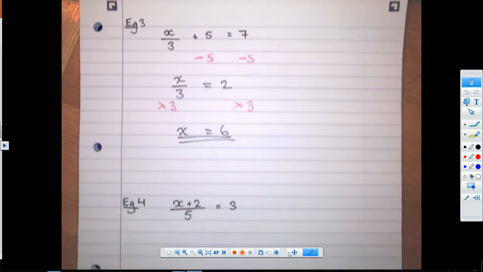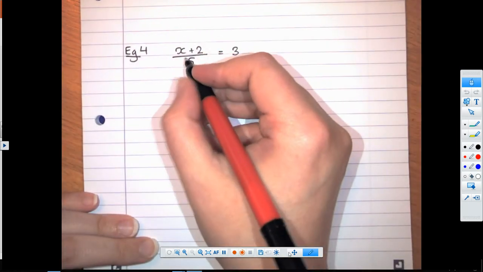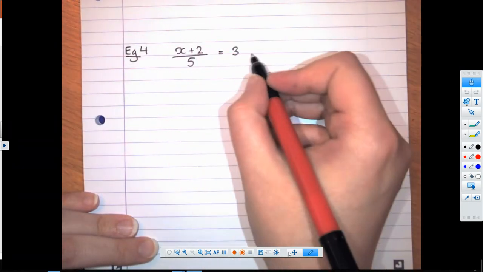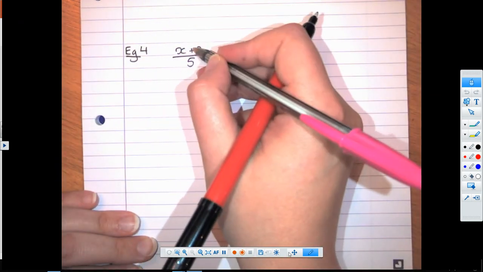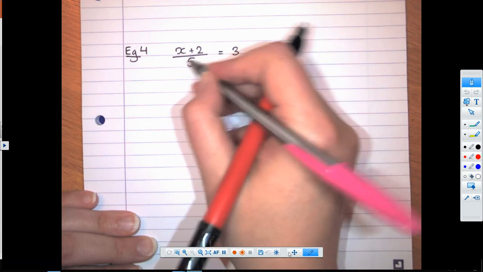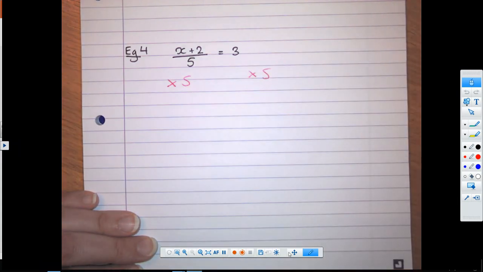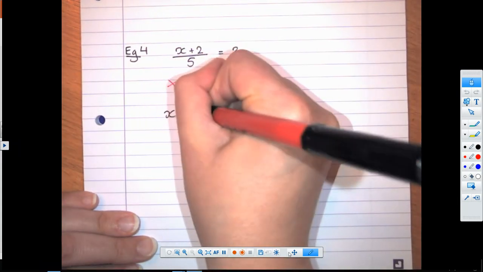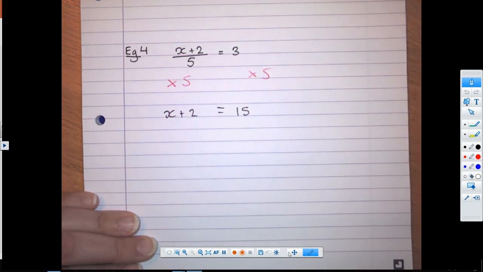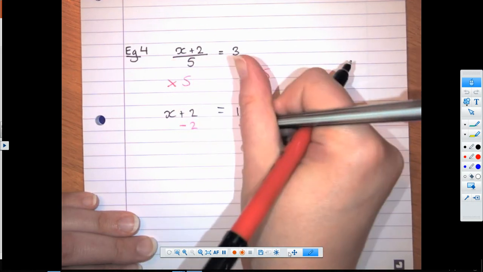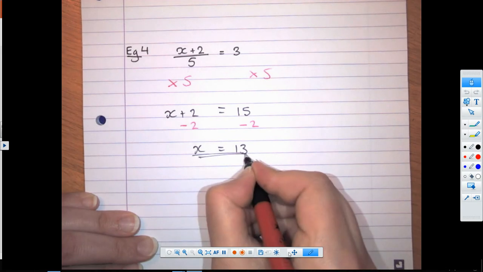Okay, so our second example here for the second bit is x plus 2 over 5 is equal to 3. Okay, here the x plus 2 is in the numerator, so I actually first have to get rid of the denominator. And the way we do that, again, is to multiply by the denominator, which is 5. That leaves us with just the numerator of x plus 2 is equal to 3 times 5, which is 15. Okay. We then take away the 2, and we are left with x is equal 13, which is our final answer.